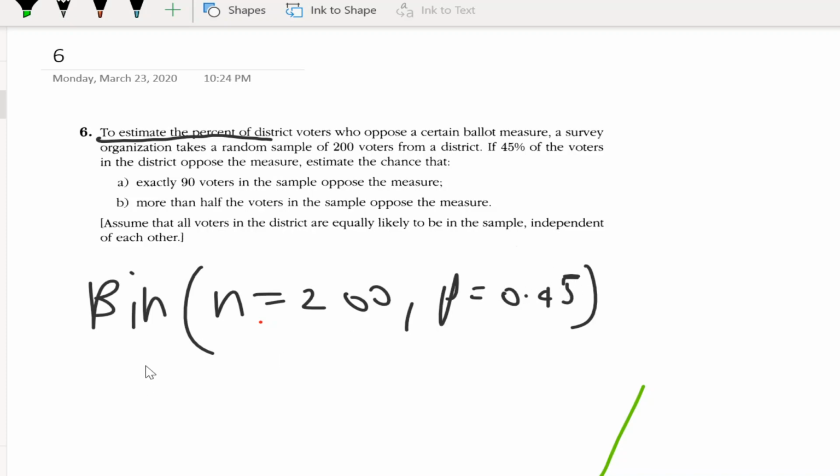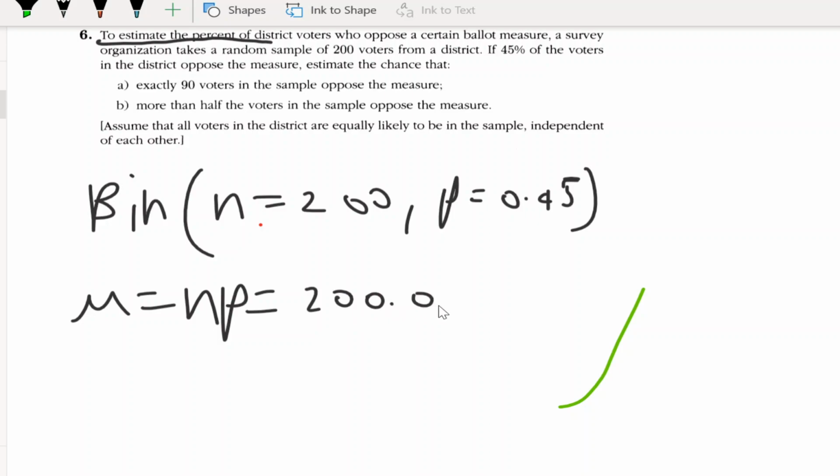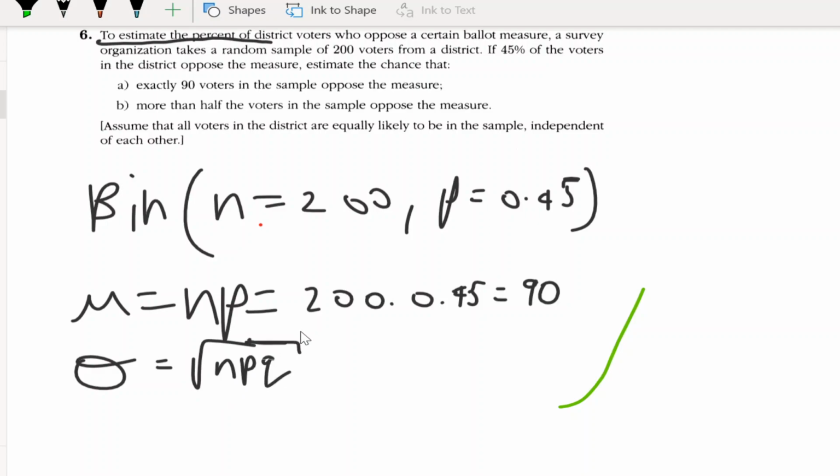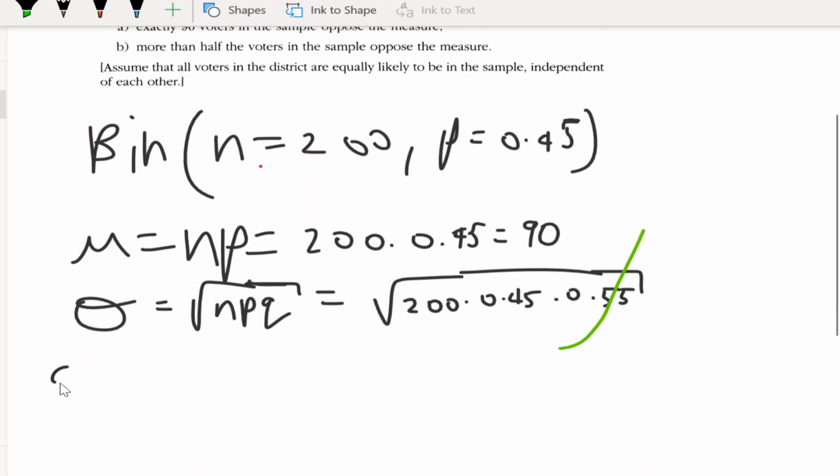Okay, cool. So since we know we're going to have to be using phi, or the CDF of our normal distribution, we might as well just calculate mu and sigma right now. So mu for a binomial distribution is just n times p, so 200 times 0.45, which is equal to 90. And sigma, the standard deviation, is equal to root npq for a binomial distribution, which is just the square root of 200 times 0.45 times 0.55. Okay, cool. So now we can actually do our work.